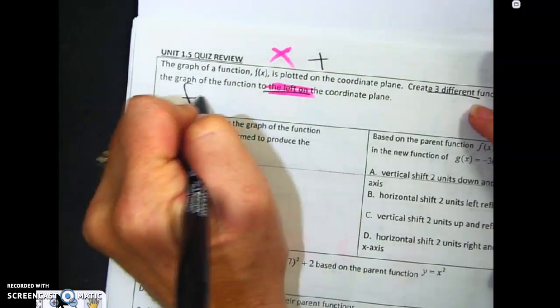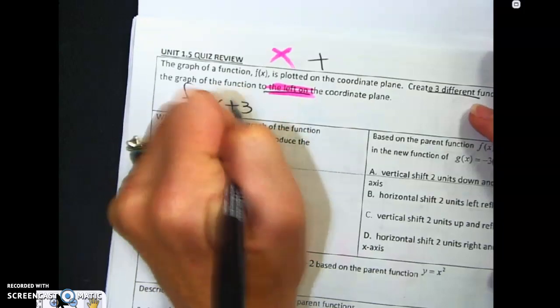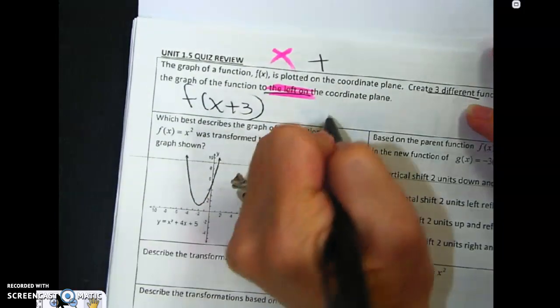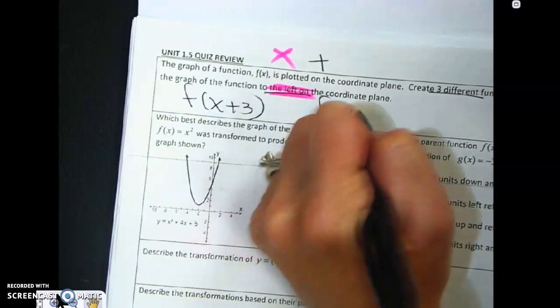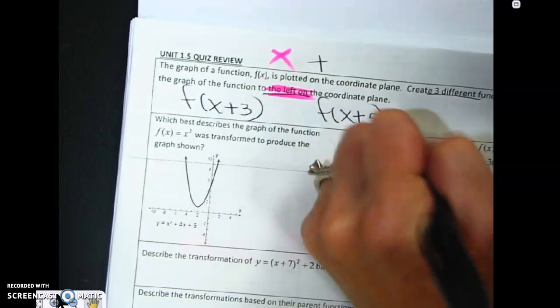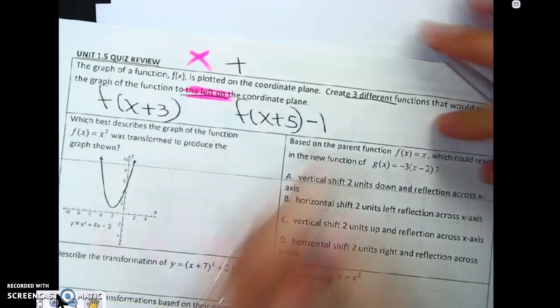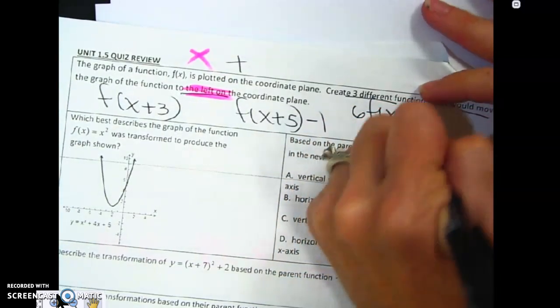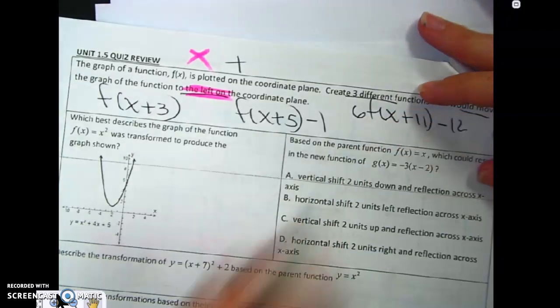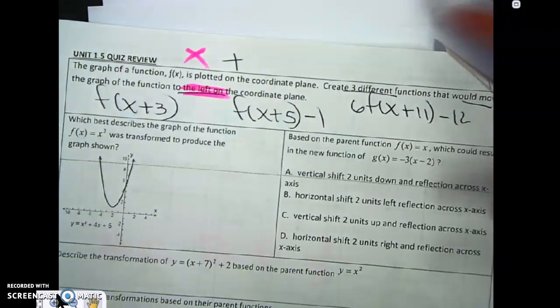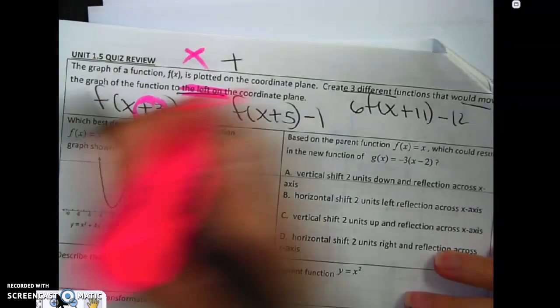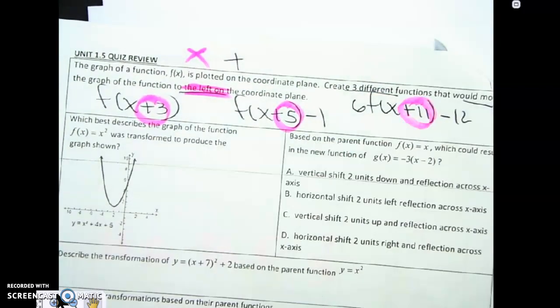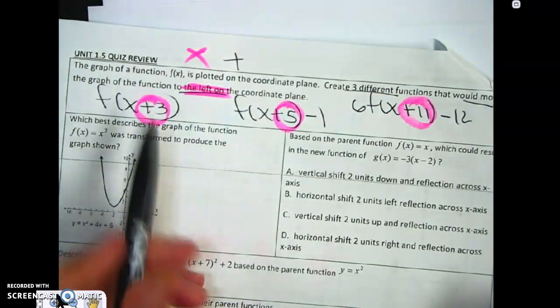So f of x plus 3 is one. f of x plus 5 minus 1 is another one. f of x plus 11 minus 12 is another one. What I need you to get is that there's probably going to be multiple choice, and you're going to have to find the ones that represent to the left.